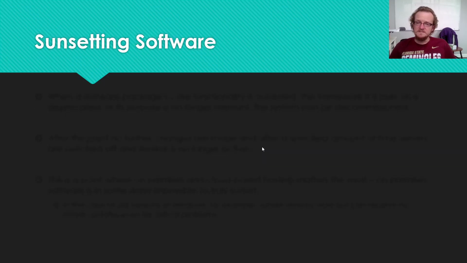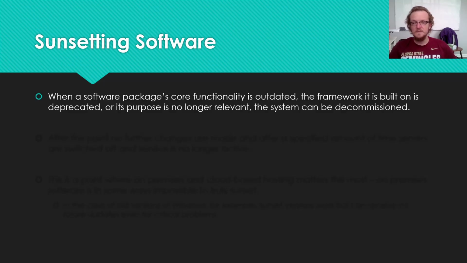So sunsetting is kind of the legitimate end of the process. It's the end of the line for a piece of software. And this is a process that takes a lot of different shapes. Basically, if the core functionality of a piece of software is outdated, if the framework that it's built on is deprecated, so you can't actually update it anymore, or if the purpose of the piece of software is no longer relevant. So if you have a project for a specific client, and the specific client goes out of business, they don't have to have the piece of software anymore, so you can decommission it.